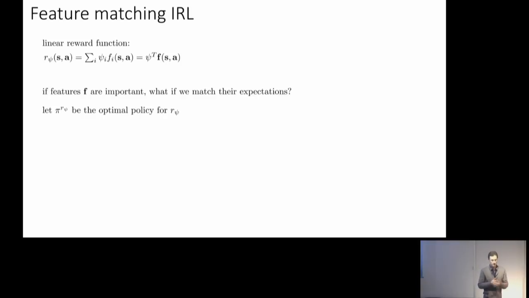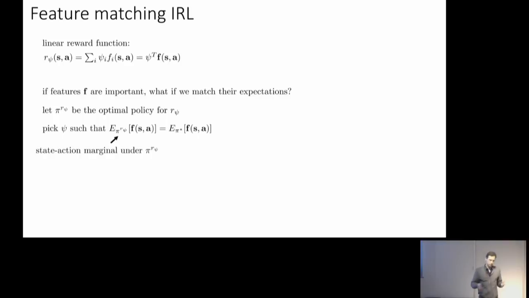So we can write this out as follows. If you let pi superscript R psi be the optimal policy for the reward R psi, what we want is, in some sense, to pick psi so that the expectation under pi R psi of our features is equal to the expectation of those features under pi star.